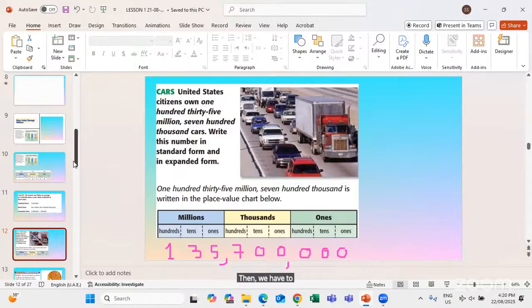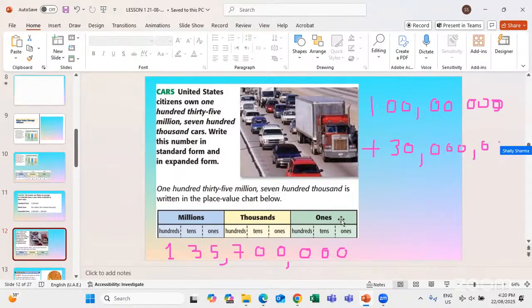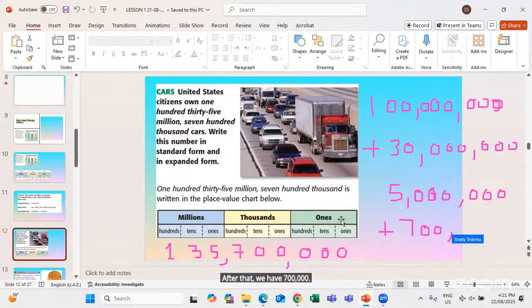Then we have to write it in the expanded form also. How to write in expanded form? We can write it as 100 million, and then plus 30 millions, and then we have 5 millions. After that we have 700,000. Make sure you put the commas properly. Okay, so this is the way to write the expanded form.